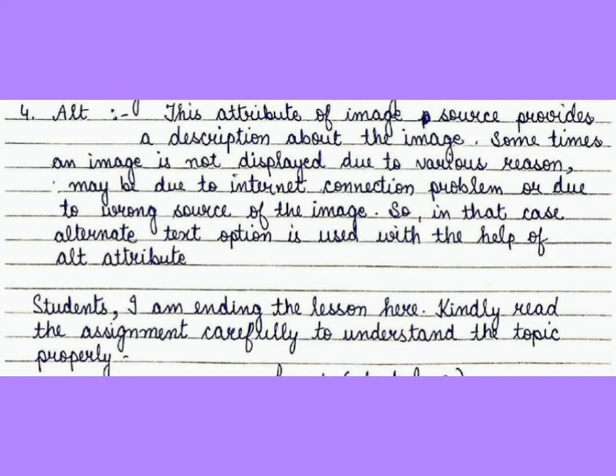Sometimes an image is not displayed due to various reasons, maybe due to an internet connection problem or due to a wrong source of the image. So, in that case, the alternate text option is used with the help of the alt attribute.